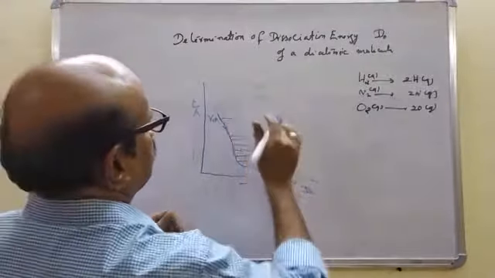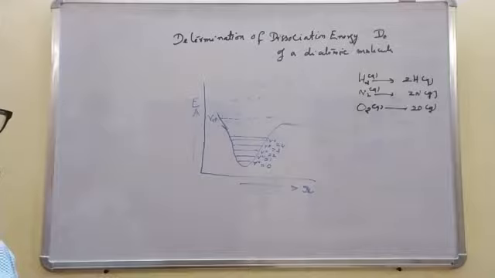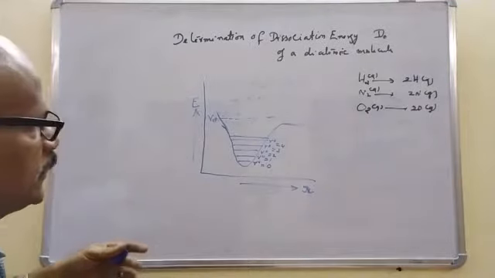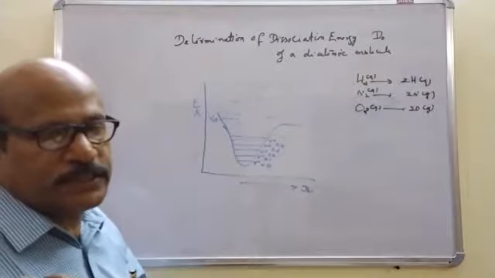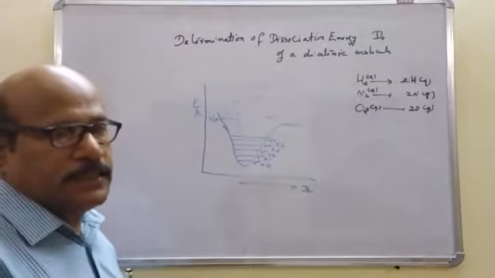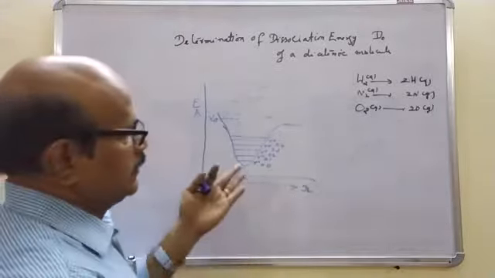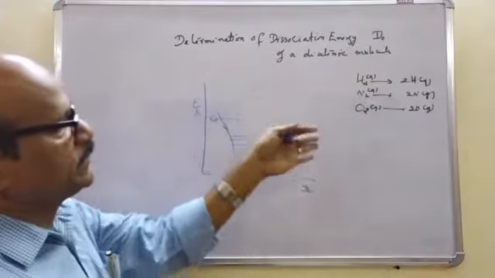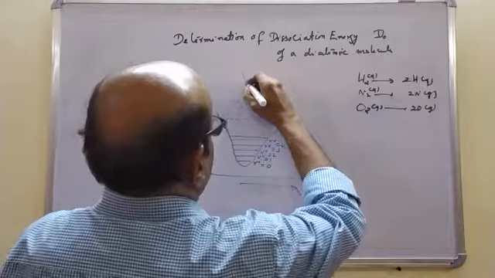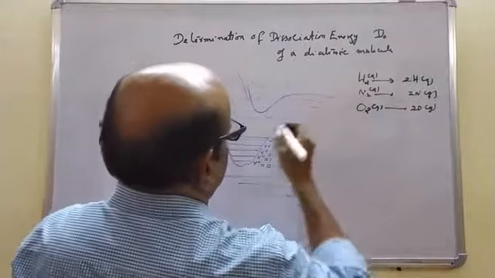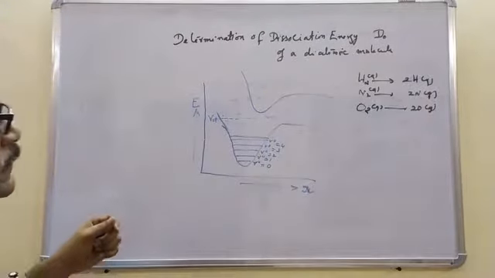Now consider the excited electronic state of the molecule. The situation is such that the molecule possesses extremely large excitation energy, so the minimum of the curve is shifted extremely towards the right. We can consider such a curve like this. So you know the concept.